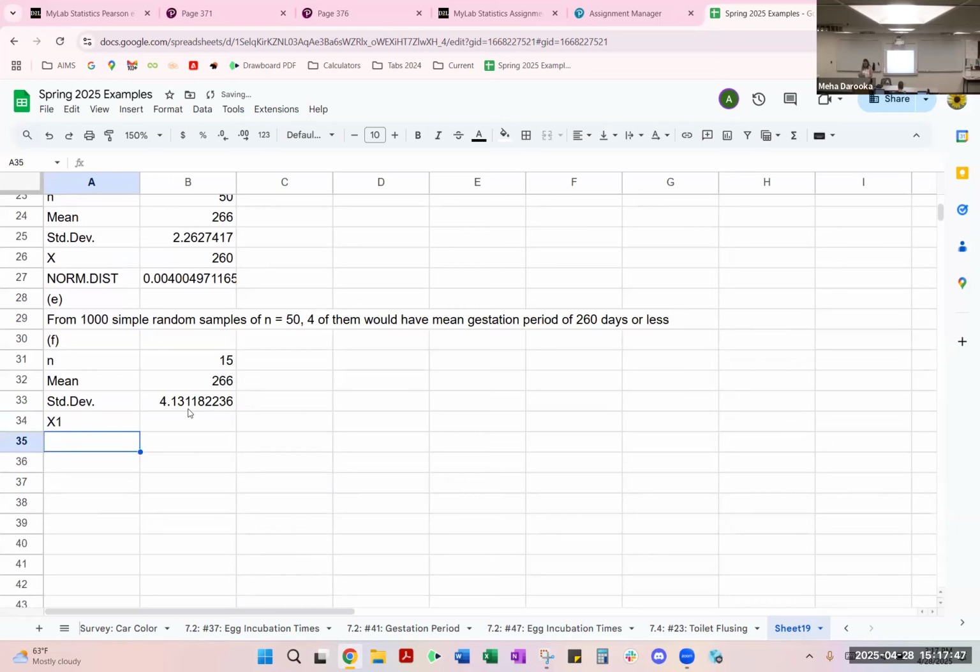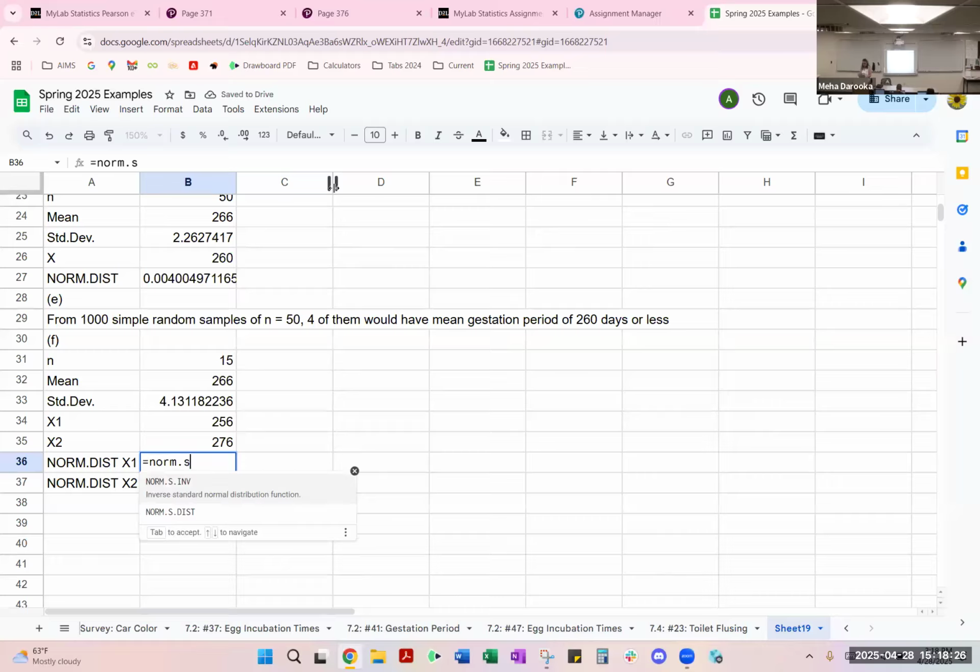So I'm going to call it X1 and X2, so the lower limit would be, of course, 10 days below, and then the upper limit would be 10 days above. So basically, you will need to find the probability for each of those X values. And then remember, this is where we take the difference between the two probabilities. So we'll do norm distribution for X1, and then we'll do distribution for X2. All right, so let's see what those two probabilities will come out to be.